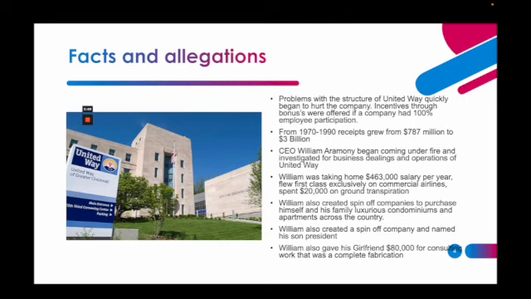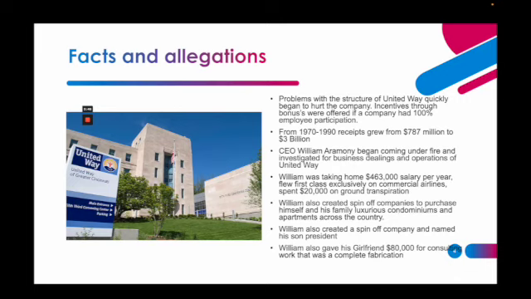CEO William Aramony began coming under fire and was investigated for his business dealings and operations of United Way. William was the active CEO during this time, and it later came out that William was taking home $463,000 per year as a salary, as well as flying first class exclusively on commercial airlines, and spent over $20,000 just on ground transportation. So that's limos, taxis, all of the above.